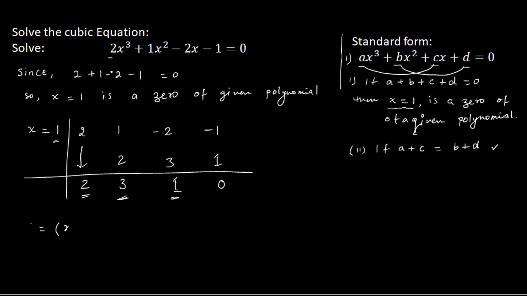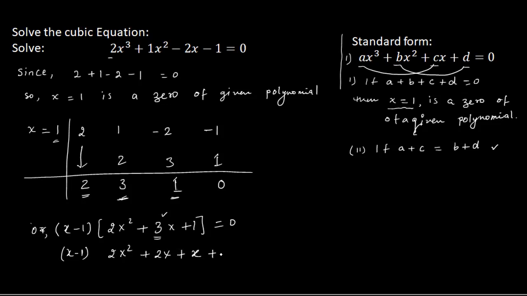So our given polynomial can be written as x minus 1 into 2x squared plus 3x plus 1 equals 0. We can factorize this by using middle term splitting to find the other two zeros. So let us factorize this. Here we are searching for two numbers such that their sum is 3 and product is 2, and such numbers are obviously 2 and 1.